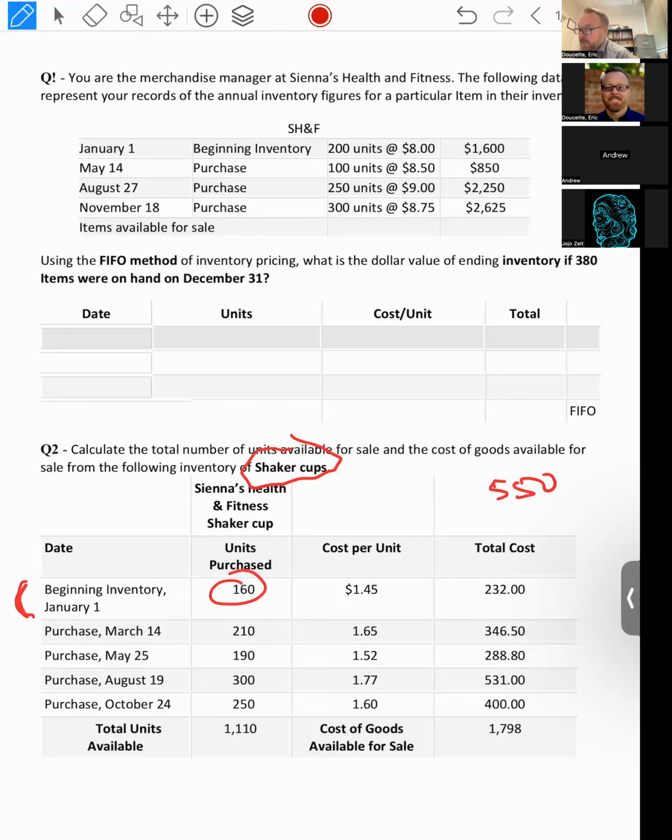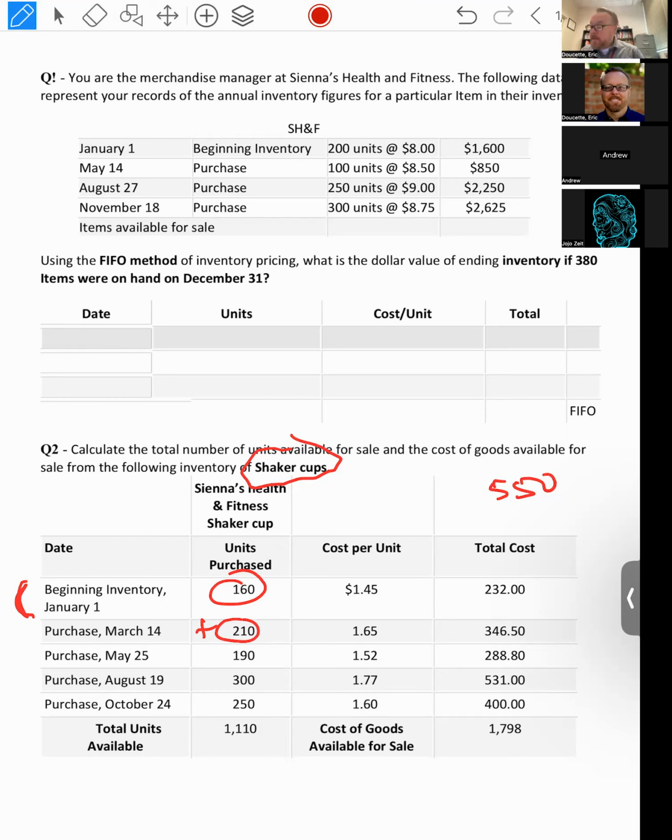So I have 160 here. And I have another 210 here. So that's 370. That's still not 550. So then I have another 190. Okay, I got to figure this out. I'm not adding it right. Let me just add it. Where's my calculator? I don't want to make a mistake because I always do.